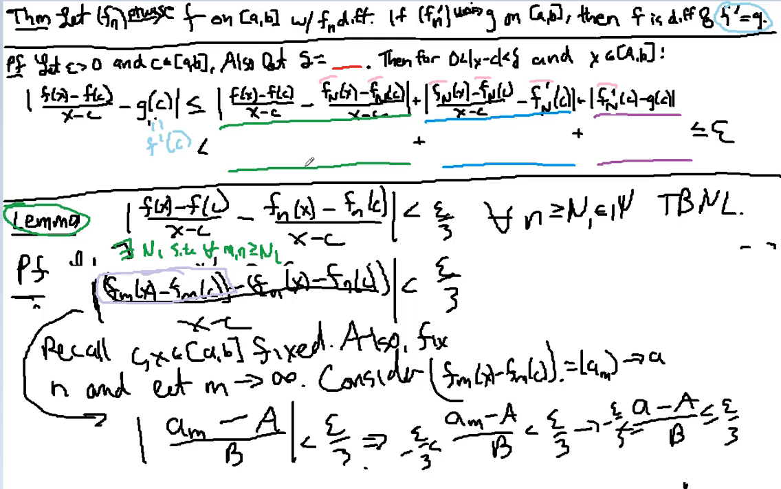Okay, we ended up with some statement that looks like this: (f_m(x) - f_m(c) - (f_n(x) - f_n(c)))/(x - c) is less than epsilon over 3, as long as m and n are bigger than or equal to some capital N1. So we have this capital N1.